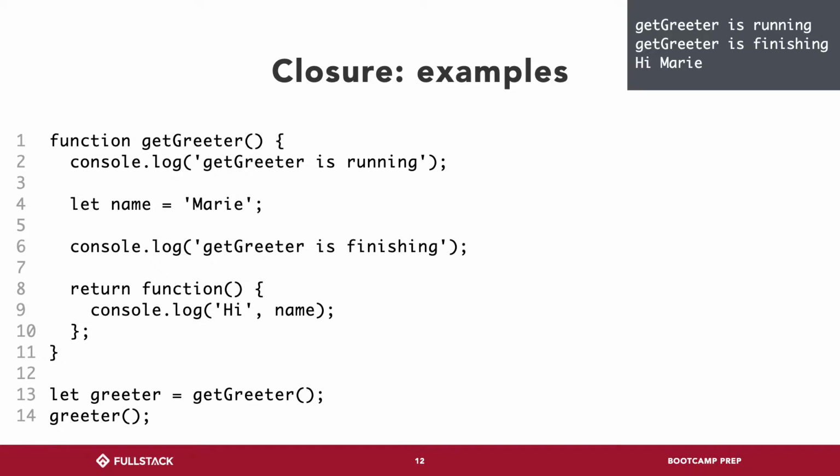So we run this. We see the console.log getGreeter is running. Then we say, okay, let name equal Mary. Then we say console.log getGreeter is finishing. And then we return, because a function stops when you return, right? And what are we returning? We are returning a function: console.log hi name. Name is Mary. So then, if you call greeter down here, you get hi Mary. And that's closure, okay?